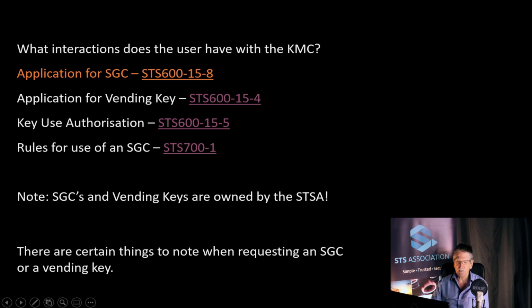There's an application for a supply group code, STS 600-15-8. There's an application for a vending key, which is STS 600-15-4. There's a key use authorization form, STS 600-15-5. And then there are rules for the use of an SGC, which is STS 700-1. Let's have a look at these forms just to see typically what's on them.